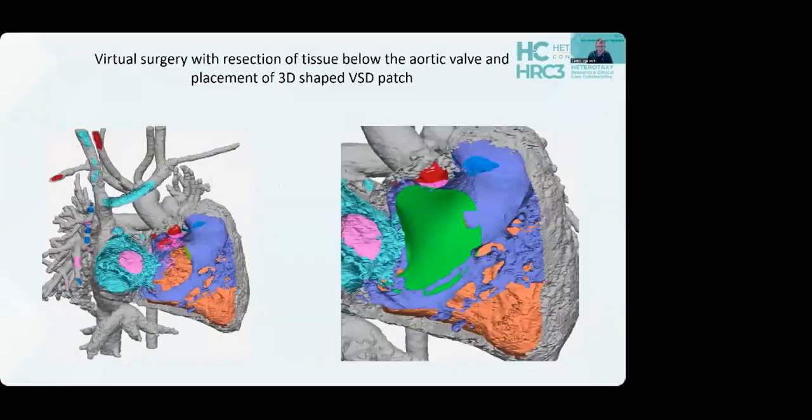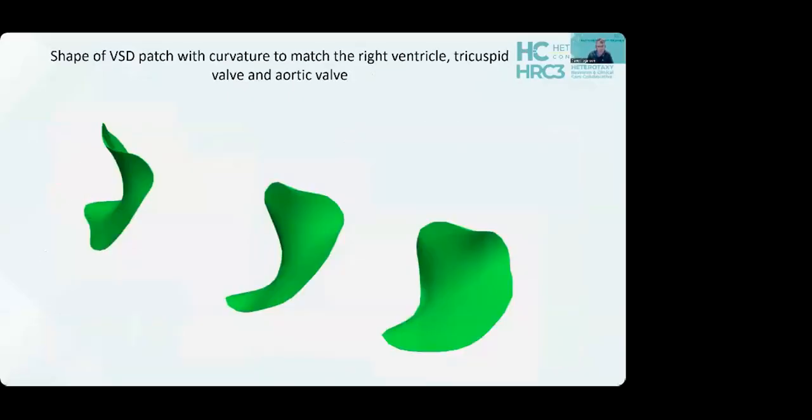And in this patient, we were able to design the 3D patch. Also, with virtual surgery, we removed some of that tissue below the aortic valve and planned exactly how we would do that. And we were able to come up with a three-dimensional patch shape for this patient. This just highlights a couple of different views of this VSD patch, and certainly both the curvature and the shape of the patch. You can see it's not planar by any means, and you can appreciate the challenge of shaping this just the right way in the operating room.